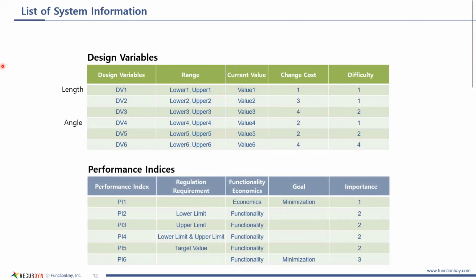Then, list the performance indices. Some indices are related to economics. For example, minimization of the mass. Others are related to functionality, something like safety or durability. Or maybe there are some regulations to define the upper limit or lower limit of the performance. There can be some limitation for total mass, length, or position. Minimizing the reaction force or applied load is a good example of the performance index. You will also specify the importance of each performance index.